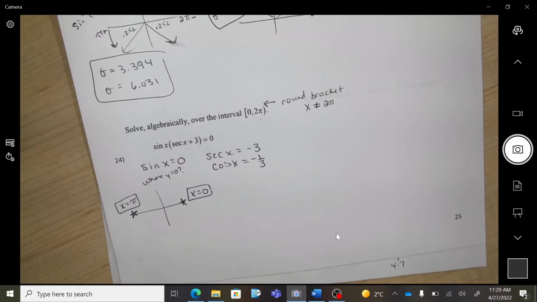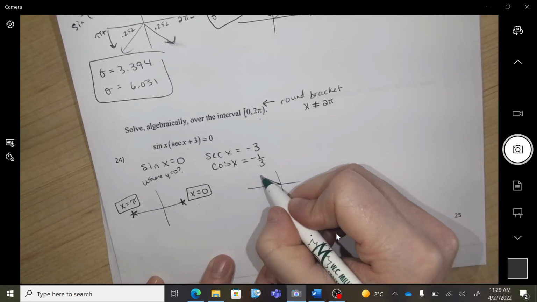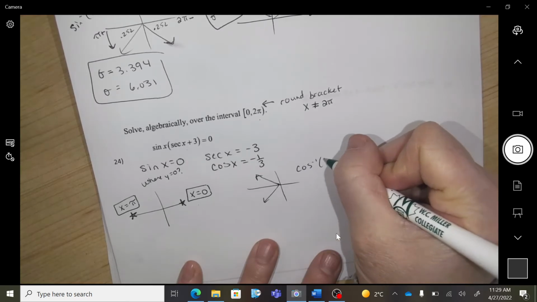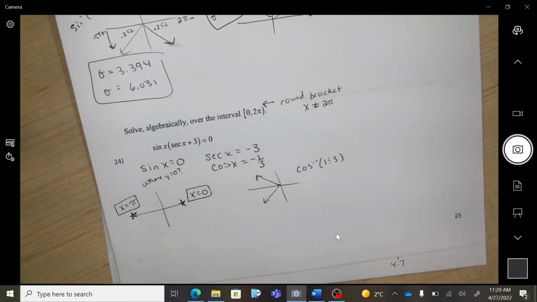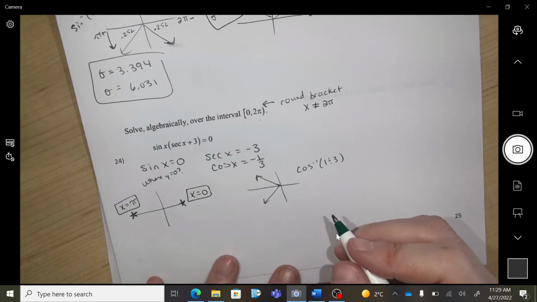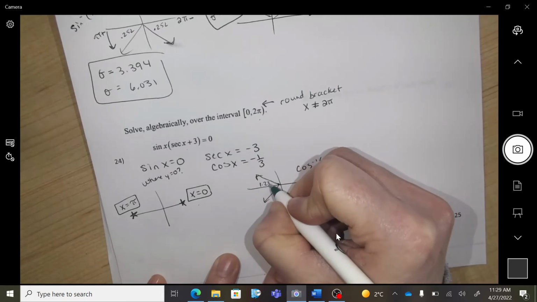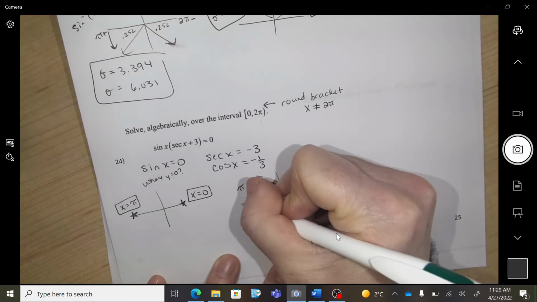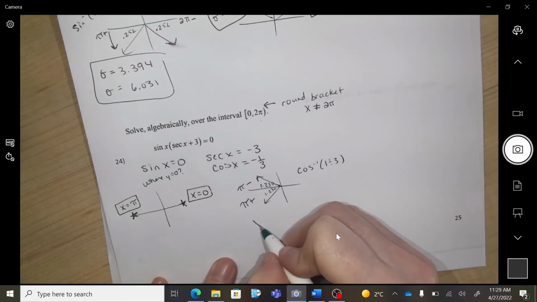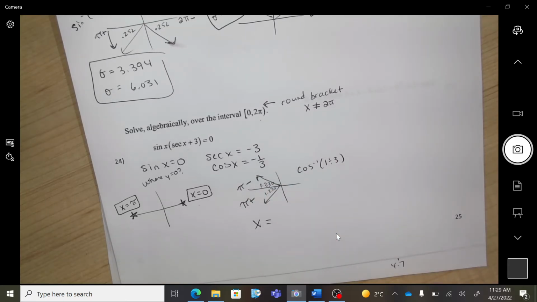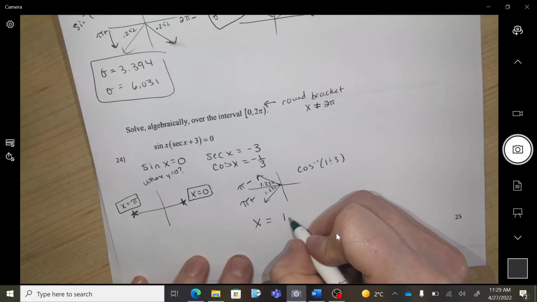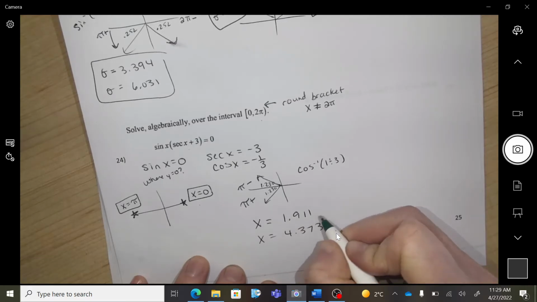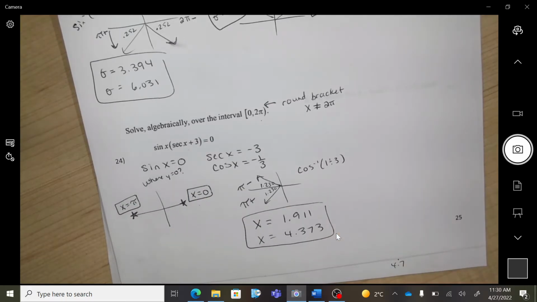Okay, and this is not on the unit circle. So cos is negative, and then cos inverse of the 1/3, so I get 1.23. So pi minus that and pi plus that will get me an x angle of 1.911 and 4.373. There's your 4 answers.